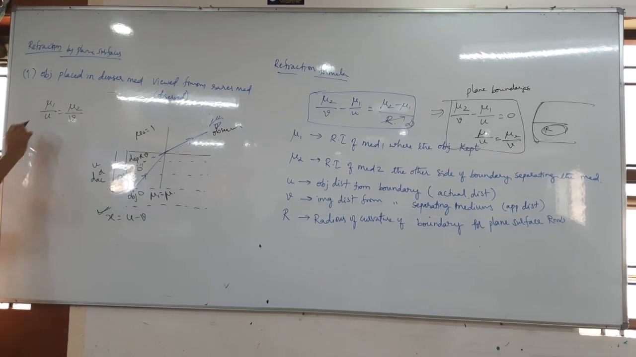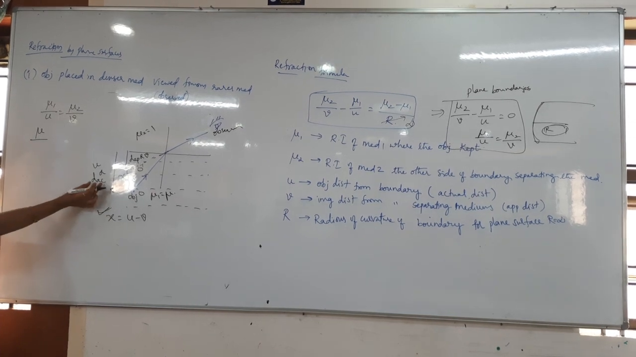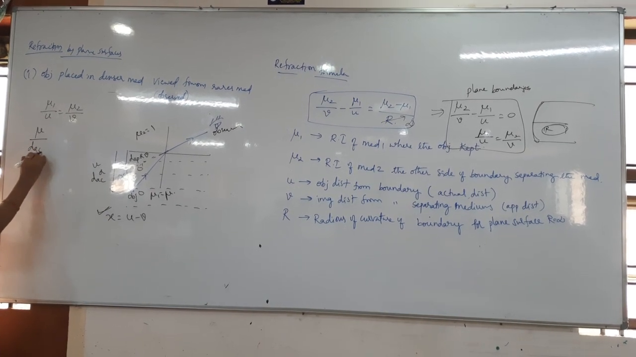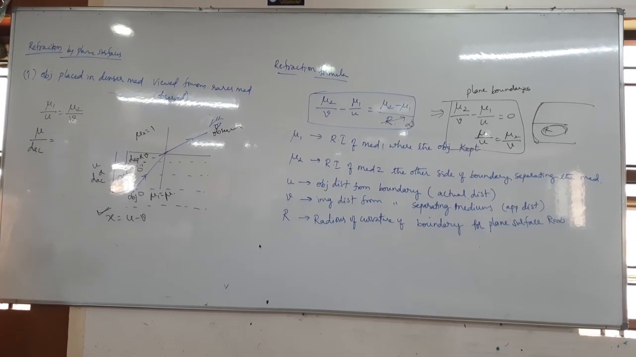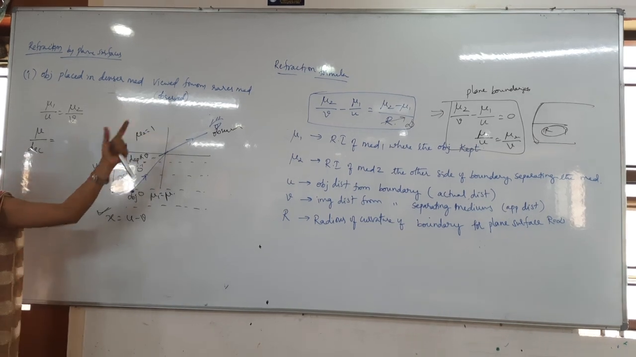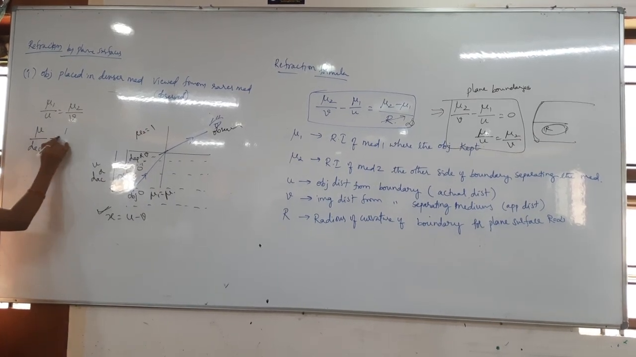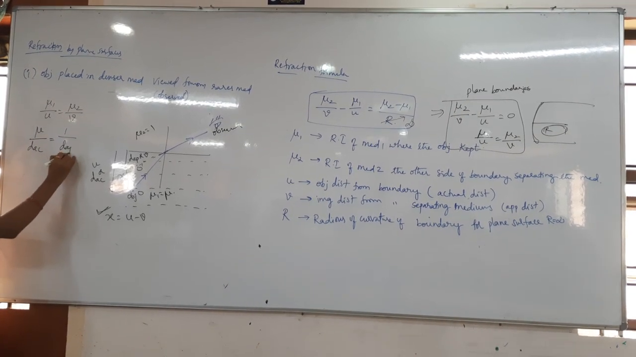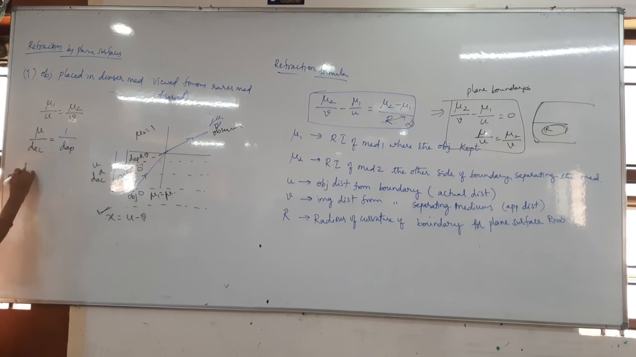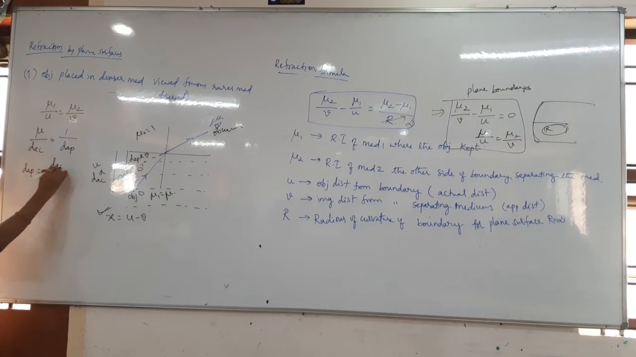Clear? Now mu 1 is mu, divided by the object distance, which here I can write as DAC, otherwise u, anything is correct. That is equal to mu 2, the other medium. Other medium is obviously the air medium, so that will be 1, and the v value is DAP. Then here the apparent depth DAP is equal to DAC by mu.